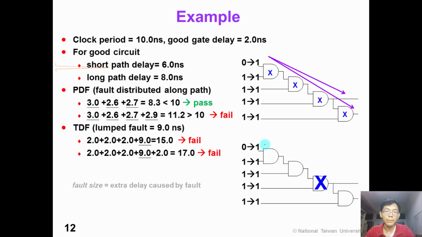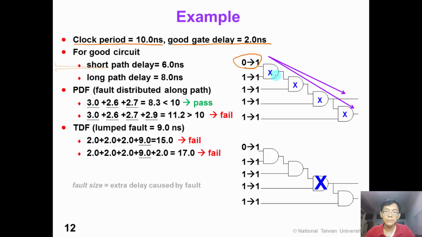This slide compares the difference between path delay fault and the transition delay fault. In this example, suppose that the clock period is 10 nanoseconds. For a good circuit, each gate delay is 2.0 nanoseconds. Suppose we apply this test pattern to test the circuit.